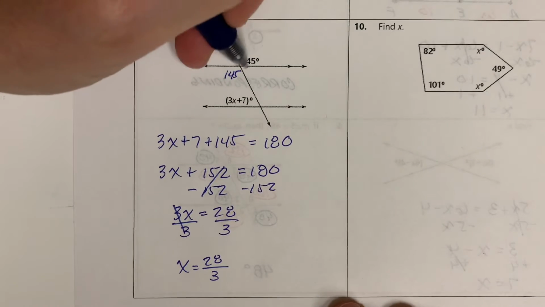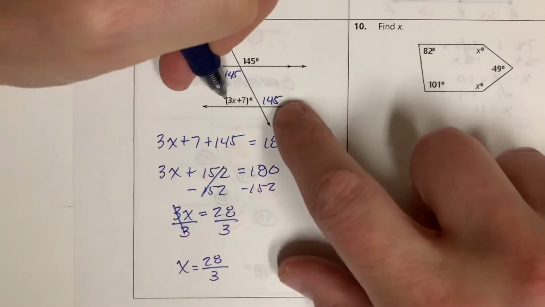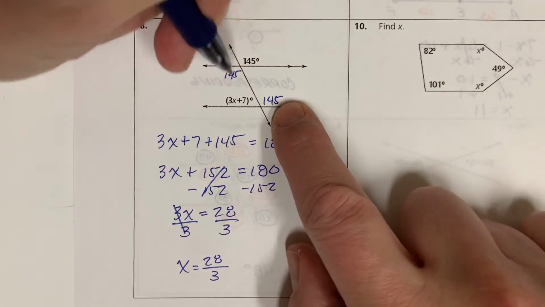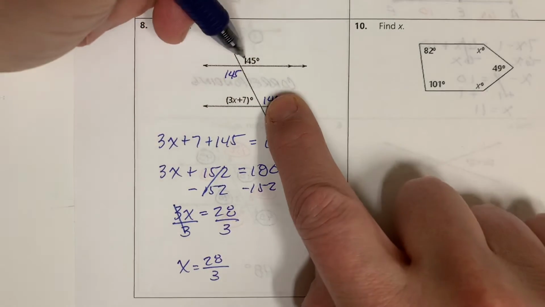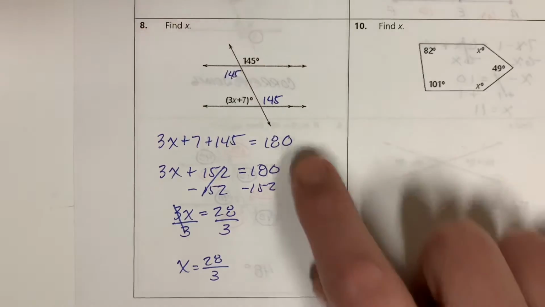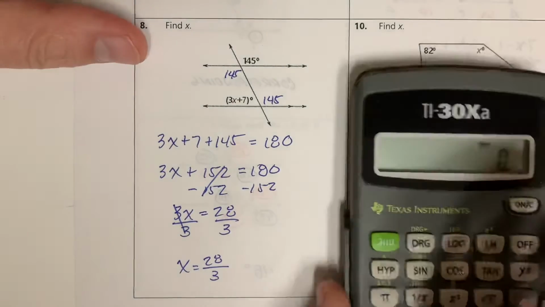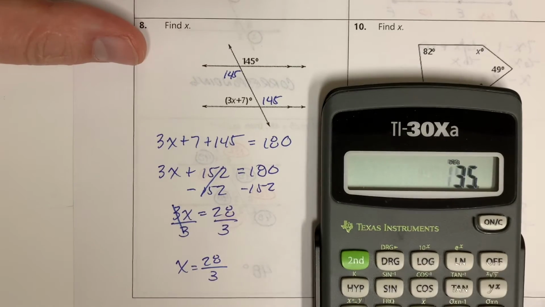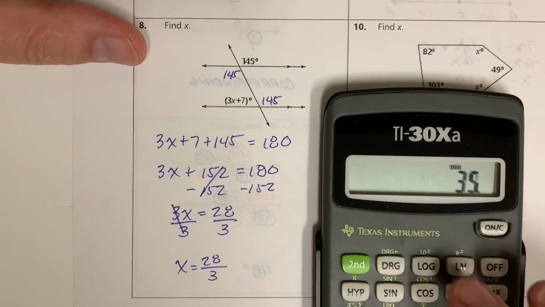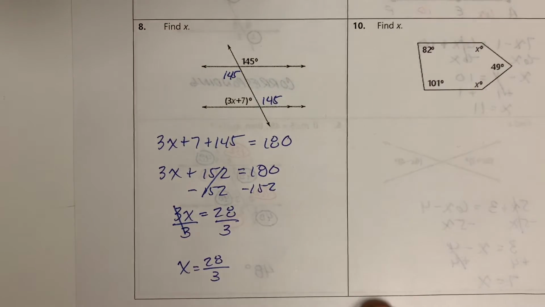This 145 also goes down here because these are corresponding, and now these are a linear pair. So it is correct to do 3x plus 7 plus another 145 and to set that equal to 180. And so that's basically what we did. We could also have done 180 minus the 145 and then minus another 7, and you still get 28. So both ways we get 28. So it is 28 over 3.